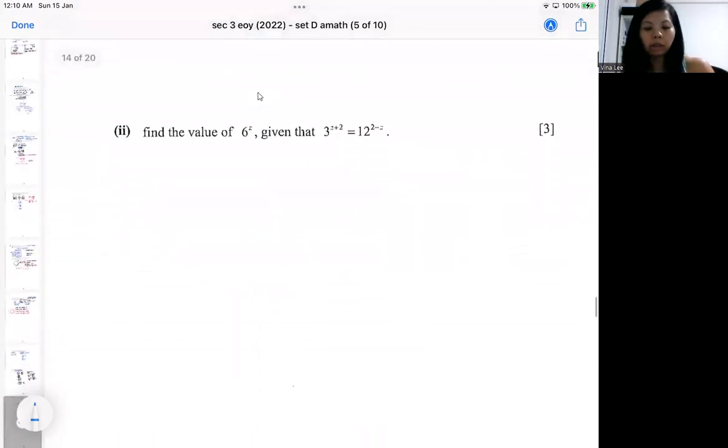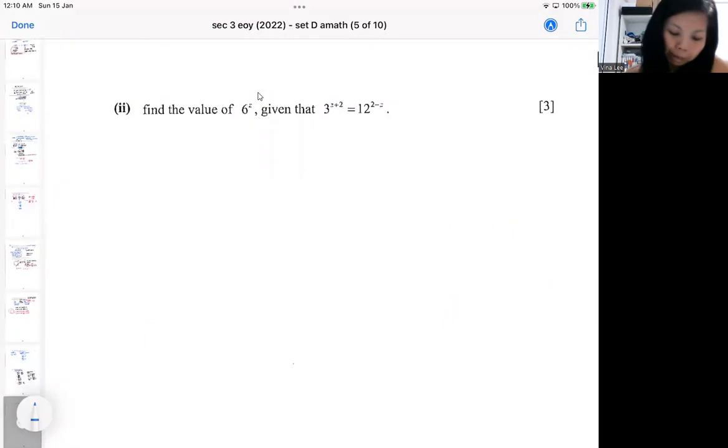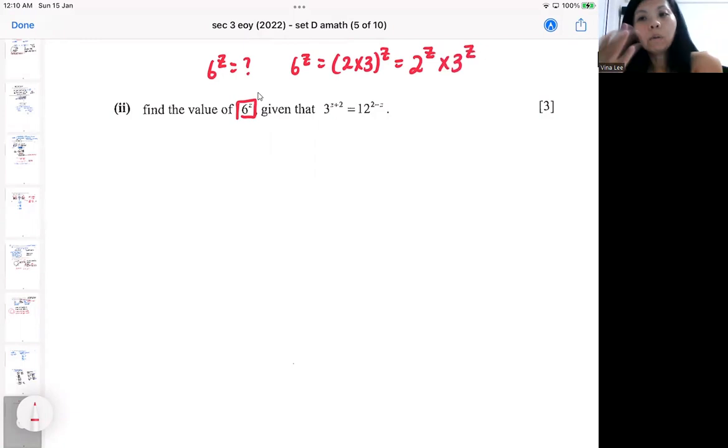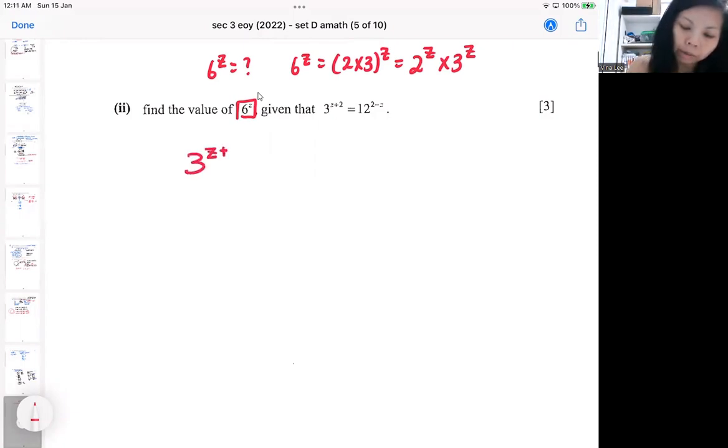Again, this one is a challenging one. Usually a lot of people get stuck with this type of question. Your job is to find the value. You have to think, where does the 6 come from first? The 6 comes from 2 and 3. We will always approach this kind of question by making the base as small as possible. This is base 3, which is like nothing, I can't get smaller than that. But for base 12, I can actually make it smaller.